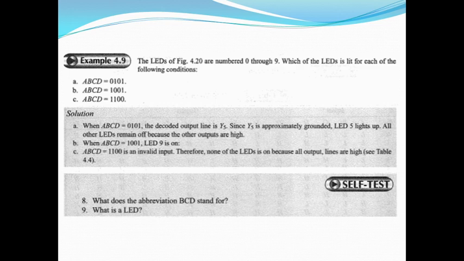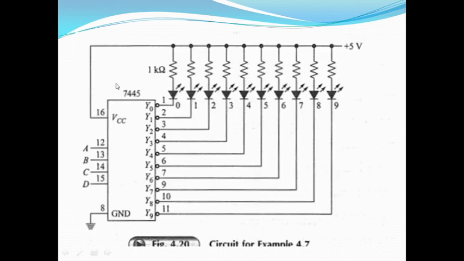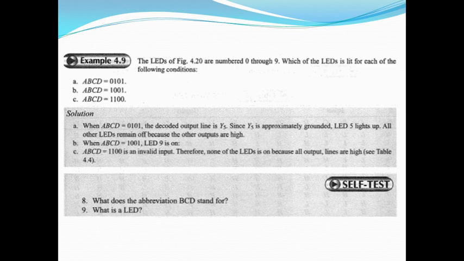There is another example related to this one. The LEDs of figure 4.20 are numbered from 0 to 9. Which LED is lit for each of the following conditions? A, the first condition, ABCD is 0, 1, 0, 1. What is the decimal equivalent of this? 0, 1, 0, 1 means 5. So, only the output Y5 is going to be active. That particular LED is going to light up, and all other LEDs are going to be off.